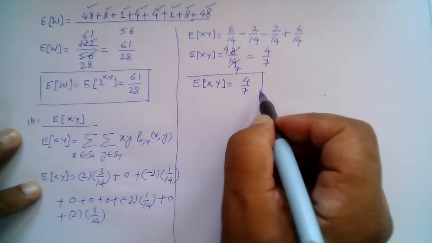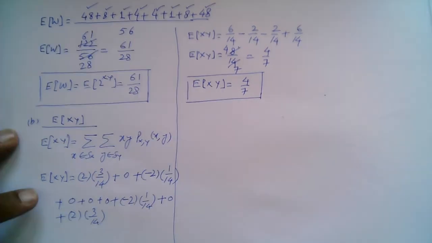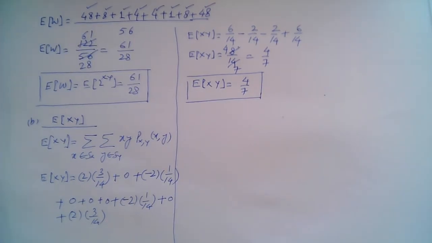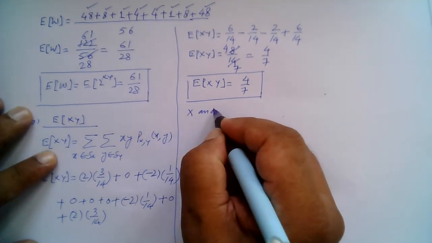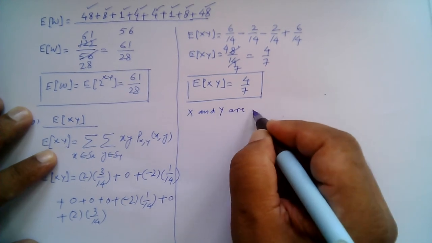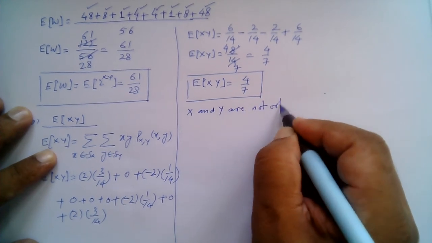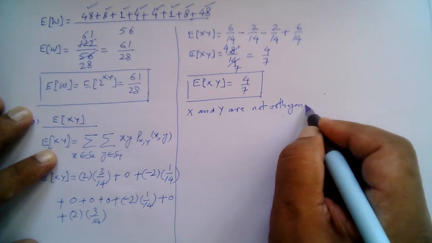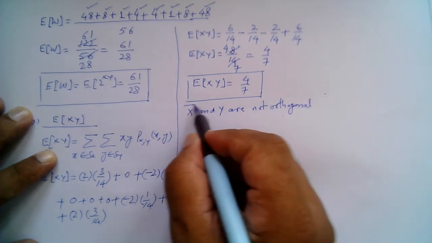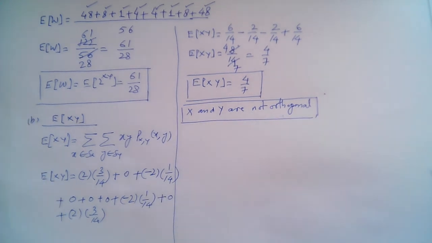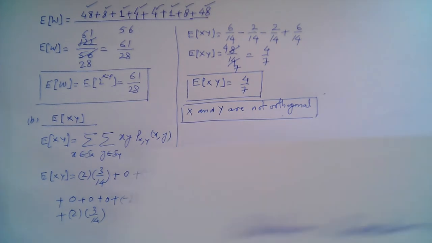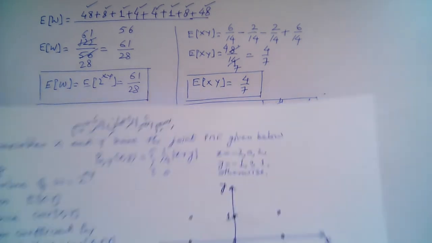So this is the correlation. This gives us the correlation between x and y. So this tells us that x and y are not orthogonal, right? So this completes our part B of the problem also. So let us now go to see our part C here.